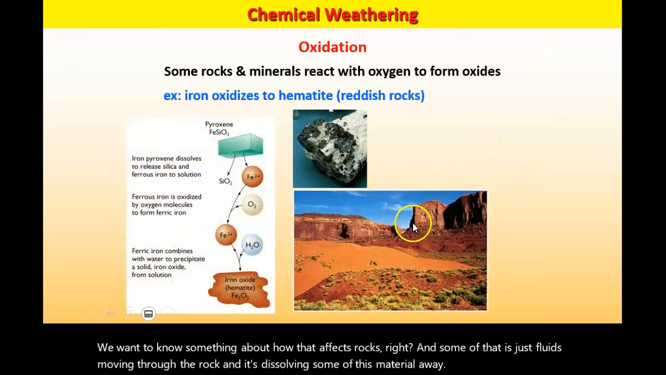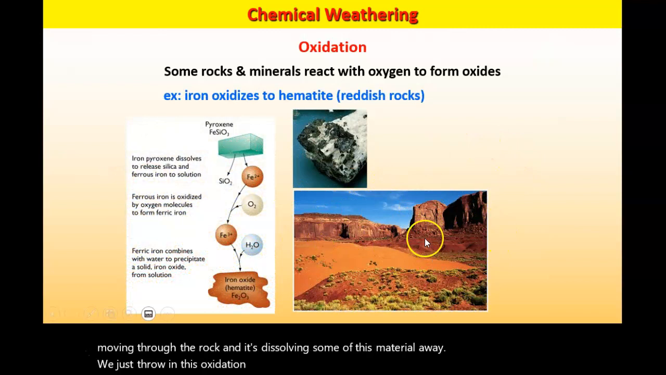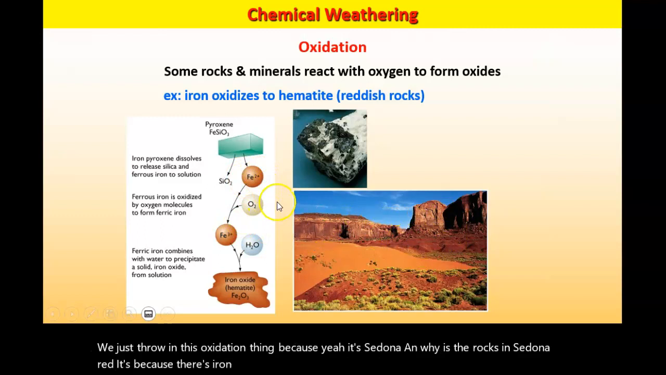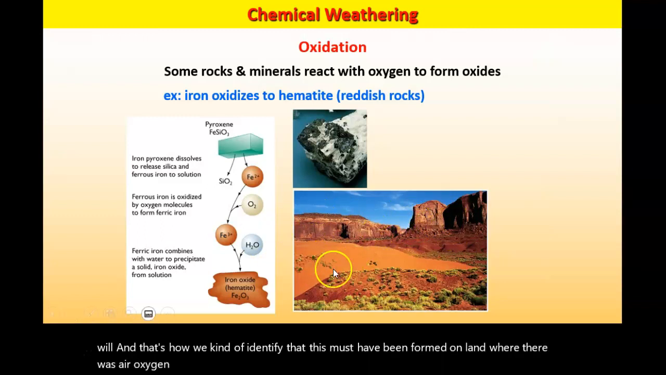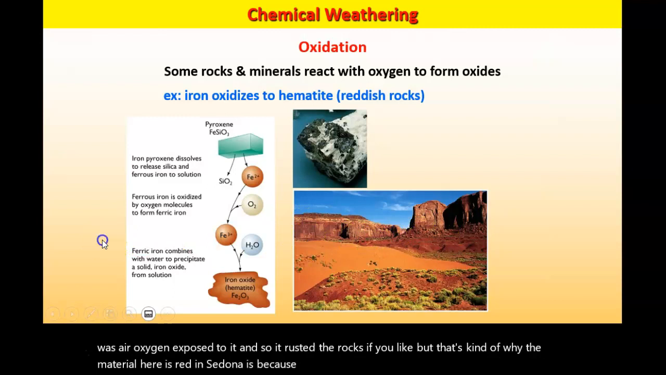We just throw in this oxidation thing because, yay, it's Sedona. And why are the rocks in Sedona red? It's because there's iron in some of this material, and the iron has oxidized, almost rusted, if you will. And that's how we identify that this must have been formed on land where there was air, oxygen exposed to it, and so it rusted the rocks, if you like.